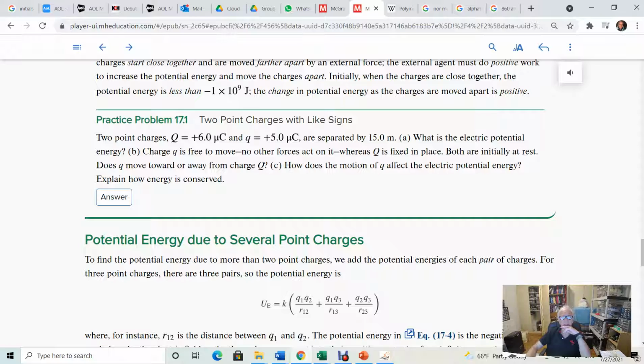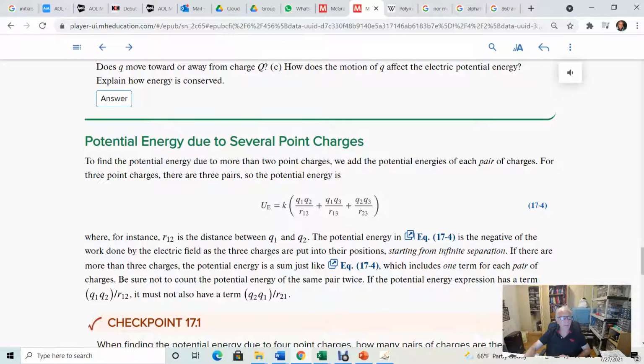How does the motion of q affect the electric potential energy? Okay, as the little q moves away, the electric potential energy is going to decrease. So the charge is just moving naturally. Natural motion decreases the potential energy of the system, just like my checkbook here. Natural motion decreases the potential energy of the system. There you go. Because those two charges are repelling one another, as they move away, they decrease the electric potential energy of the system.